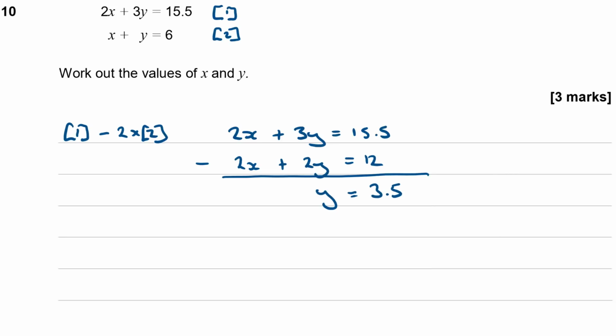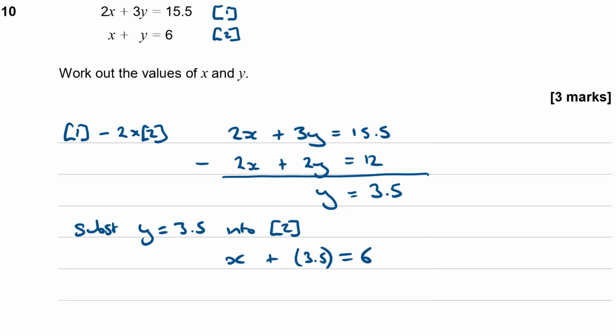Now we need to find x. To do that, we just need to substitute that back into one of our original equations. So substitute y equals 3.5 into, which one looks easier? I think I'm going to substitute into equation 2. So x is what we want to find, plus y, which is 3.5, is equal to 6. So rearranging that, I'm going to get x equals 6 minus 3.5, which is going to give me 2.5, my answer for x.